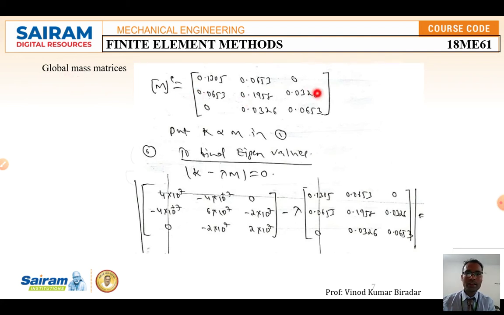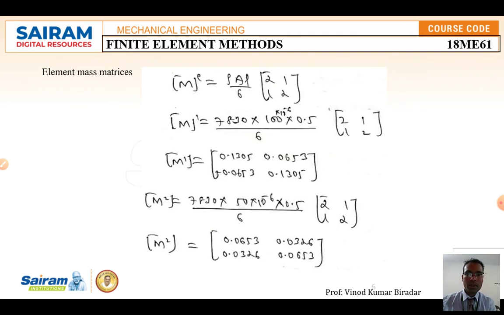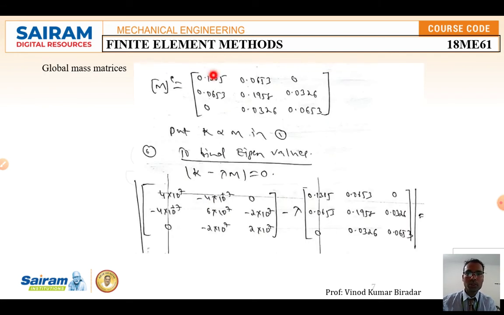Nodes 1, 2, 3 by 1, 2, 3, again you have to add. Here at 1 1, 0.13 is there, and in the second nothing is there, so 0, so 0.13 plus 0 is equal to 0.13. Like that you have to calculate the global mass matrix. Now we have calculated the global stiffness matrix and the global mass matrix. So substitute this and the global stiffness matrix in equation number 1.